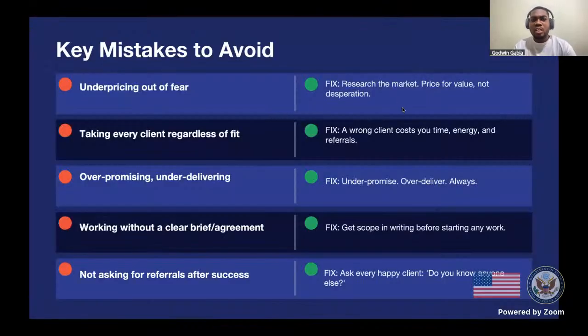Right. Now let's talk about key mistakes to avoid as a beginner in digital marketing or somebody who wants to succeed in digital marketing. There is the issue of underpricing out of fear. Some people feel if I charge too much, this person would probably not buy. And too much, what is too much? Right, that's what you need to define.